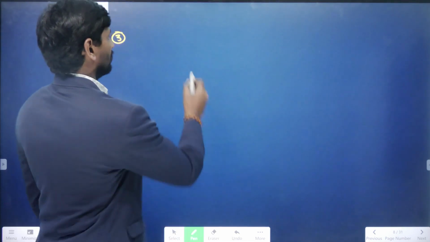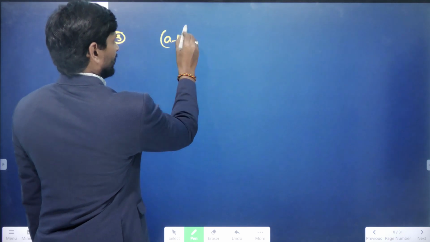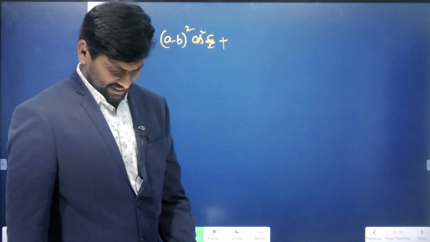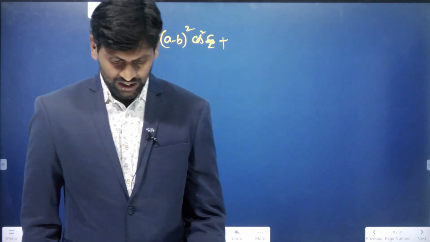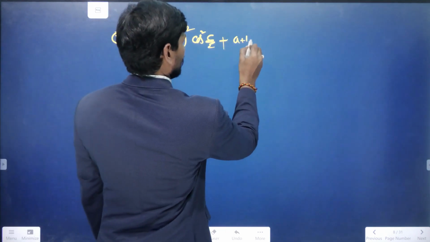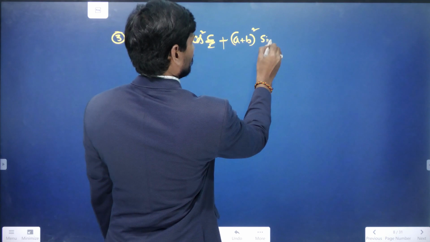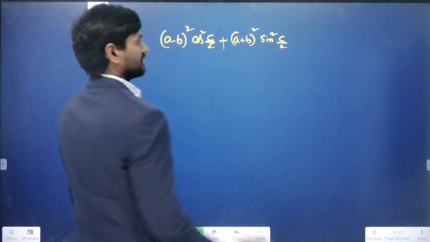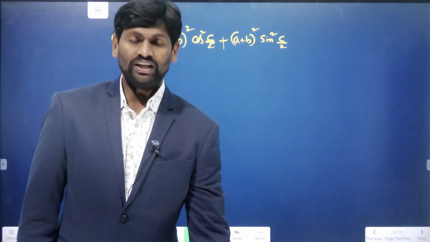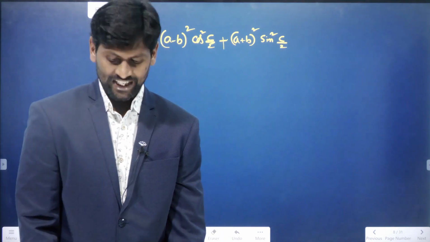Okay, so let us see problem number 3. It is given that in triangle ABC, (A minus B) whole square into cos square C by 2 plus (A plus B) whole square into sin square C by 2. Now let me expand that A minus B whole square formula.